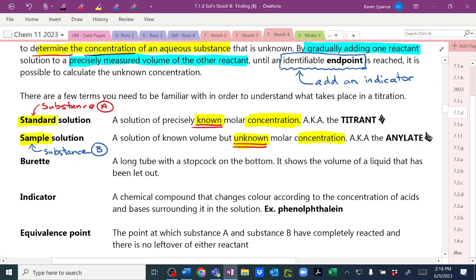You need to know the term burette. What does the burette look like? It looks almost like a pen. It's big and long. It's got that stopcock at the bottom, and you drip from it, and swirl. Okay. Pink. The indicator is the thing that changes color, and it changes color to let you know that the reaction is finished.